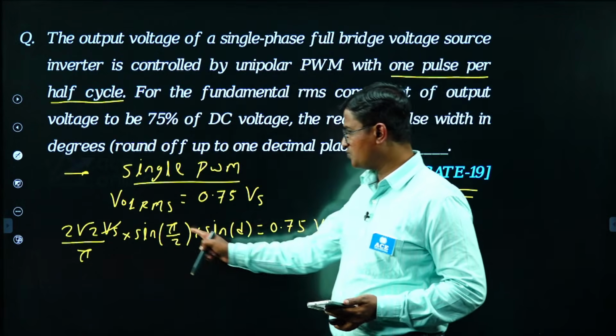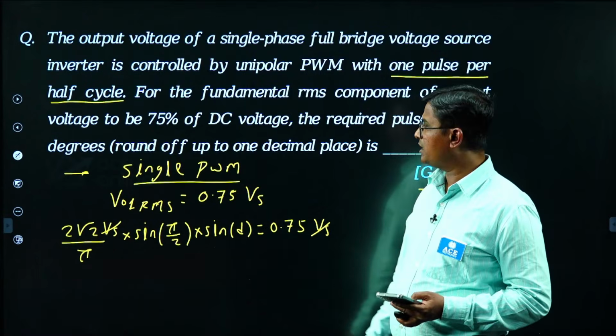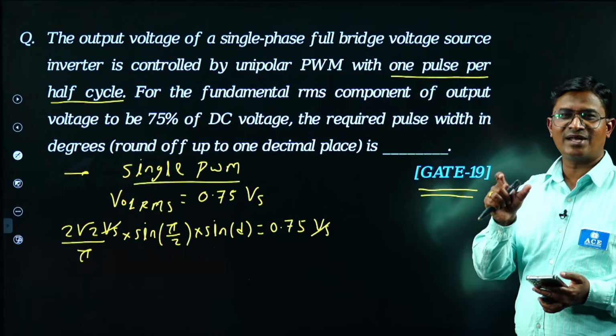And here sine pi by 2 is 1. One equation, one unknown. From this you can get d. Once you get d, you can get a duty cycle, right? Pulse width, I mean, not duty cycle. You can get that pulse width.